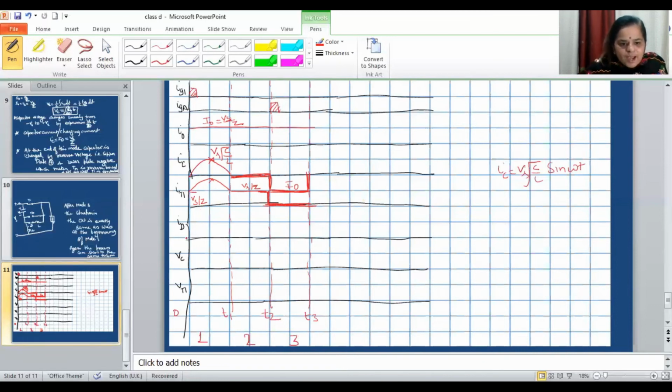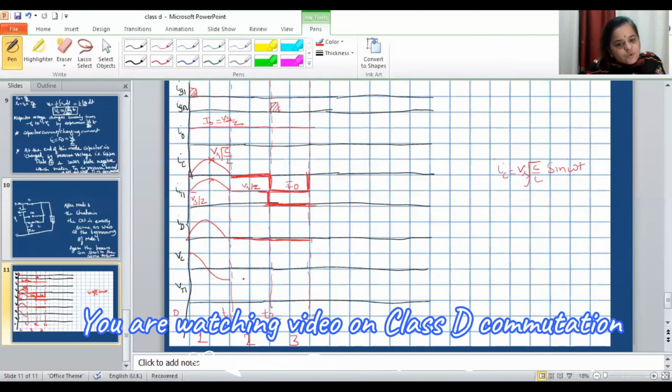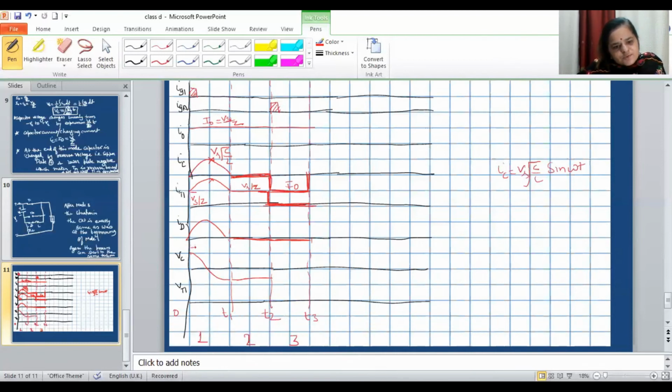Now what is ID? ID is equal to IC in mode 1, and in mode 2 it is 0, in mode 3 it is 0. What is VC? VC changes its value from plus Vs to minus Vs cosinusoidally. In mode 2 it will sustain at minus Vs, and in mode 3 it changes its value from minus Vs to plus Vs, but linearly.